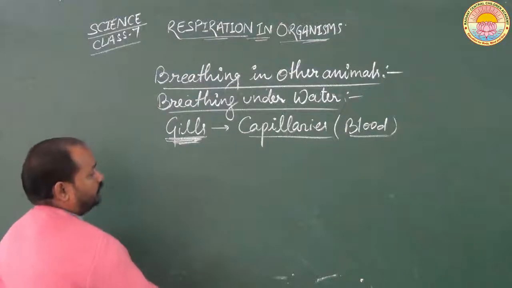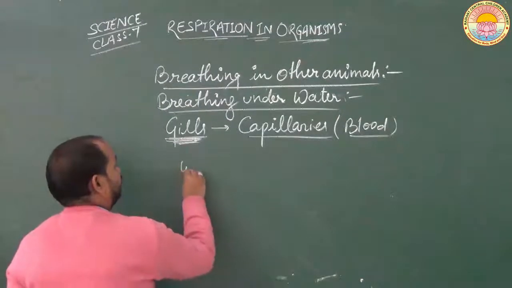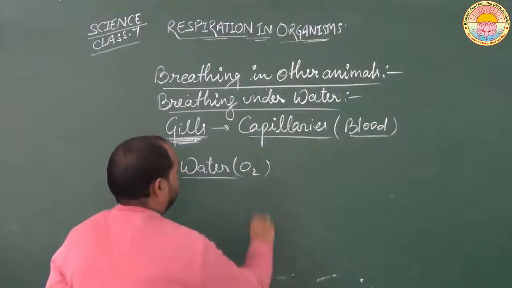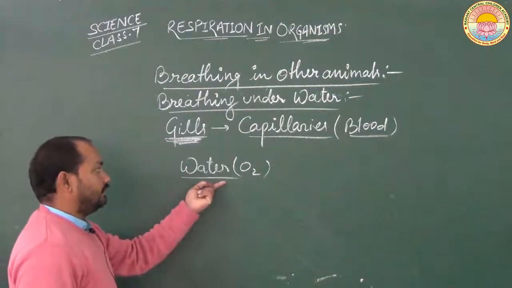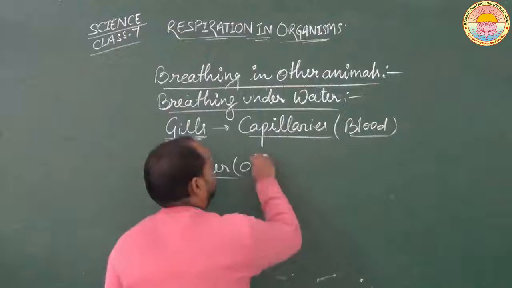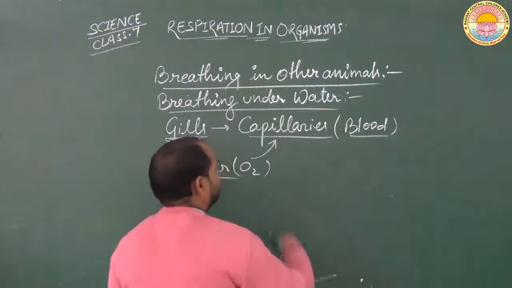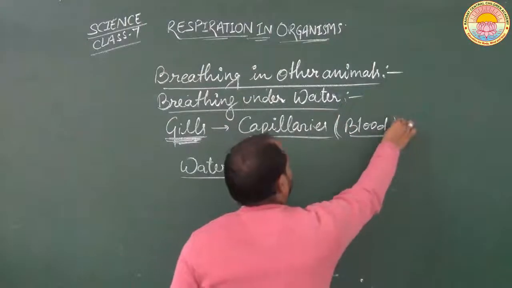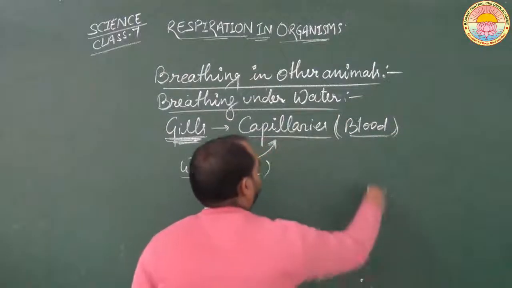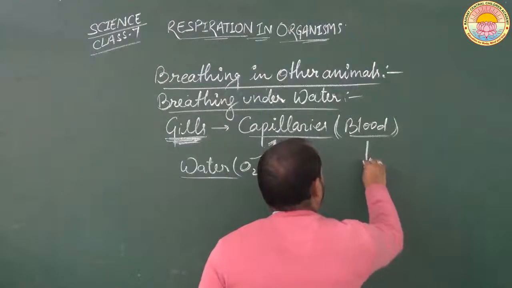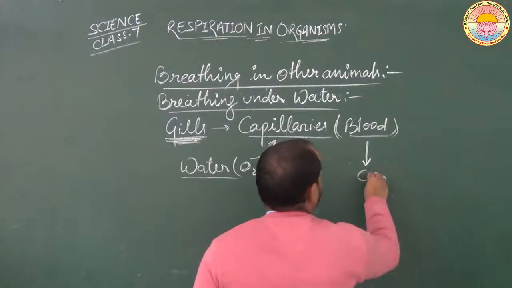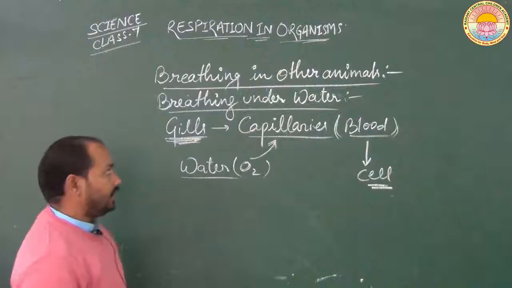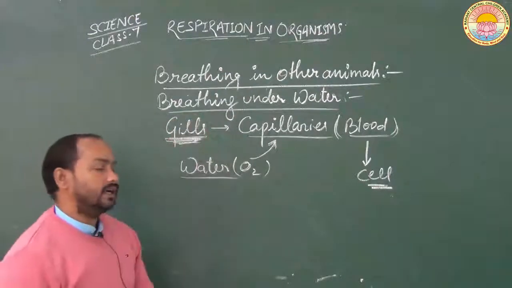And the oxygen gas which is dissolved inside the water comes in contact with these capillaries, and through the diffusion process the oxygen gas reaches into the blood of the animal, and finally with the help of the blood the oxygen gas is transferred to the different cells of the body, and in this way the breathing process gets completed.